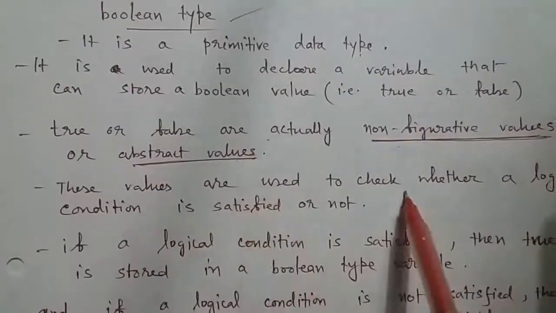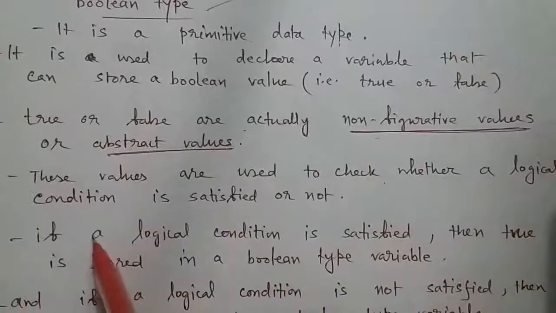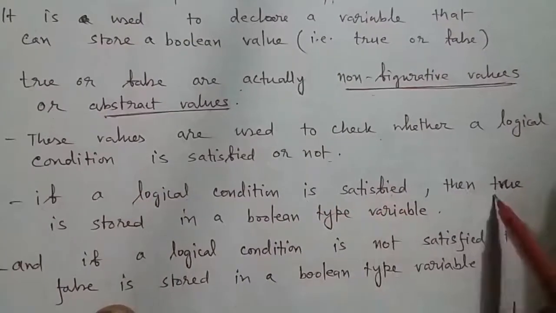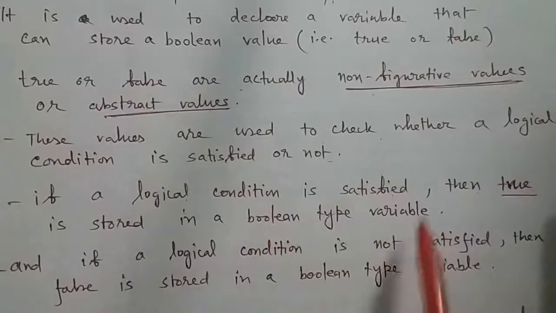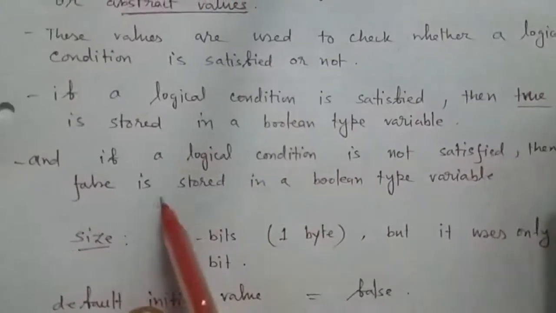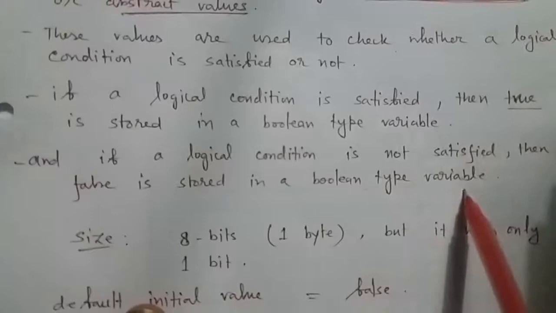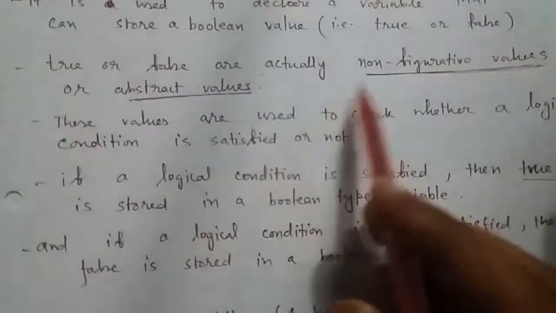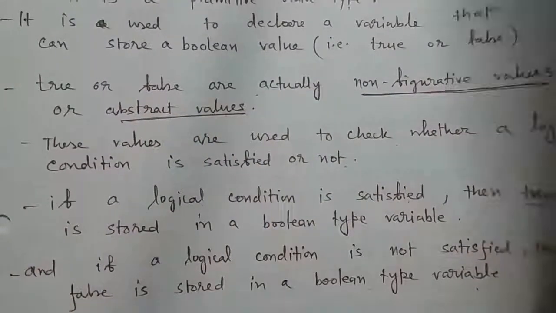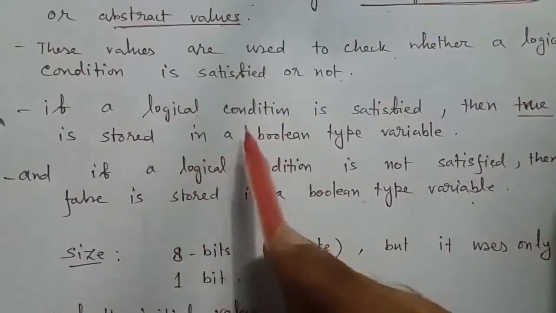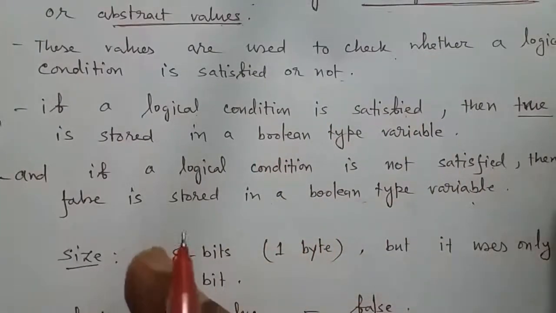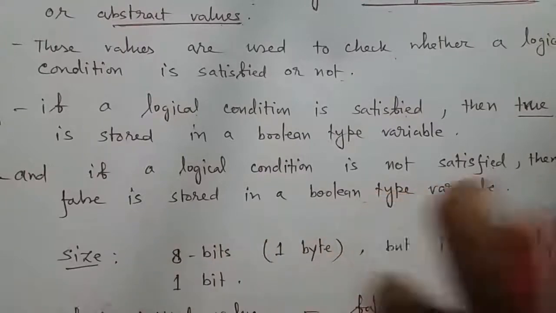These values are used to check whether a logical condition is satisfied or not. If the logical condition is satisfied, then true is stored in a Boolean type variable, and if the logical condition is not satisfied, then false is stored in the variable. Is that clear?